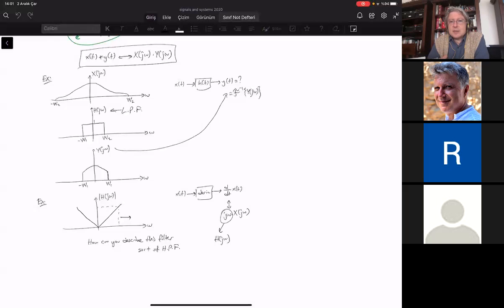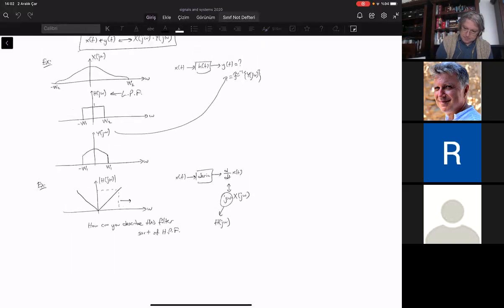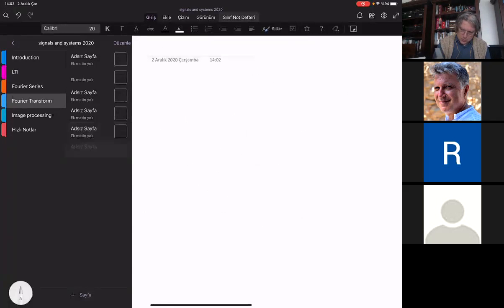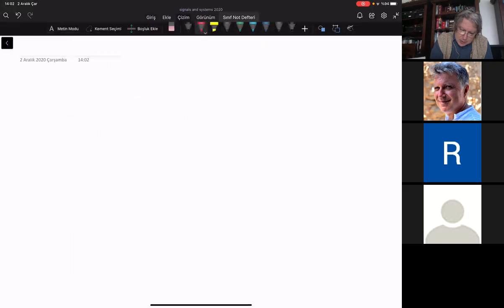X of t has its Fourier transform and y of t has its Fourier transform. So that's the convolution versus multiplication property, which tells us that whenever you have an output which is related to the input in this format, maybe I should open a new page at this point, like x of t goes into h of t and the output is y of t.